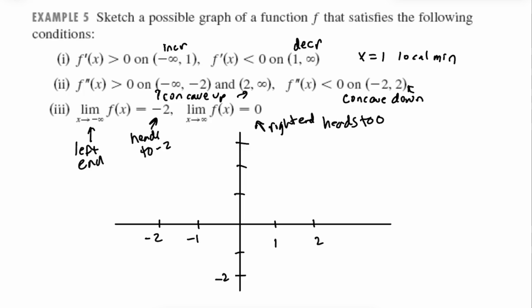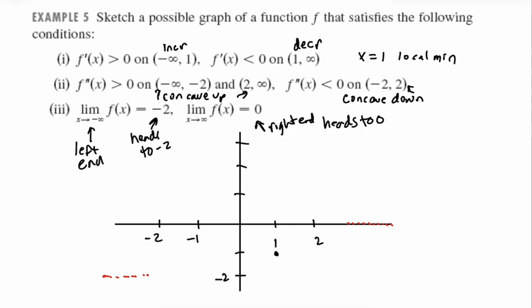I'm going to put just a little dashed line down here. And then the right end is heading to 0. I'm going to put a little dashed line right there, just to remind myself. And then at 1, I am going to put, it's a local minimum. So I'm going to put just a little dot. It's kind of down in our graph. Okay.